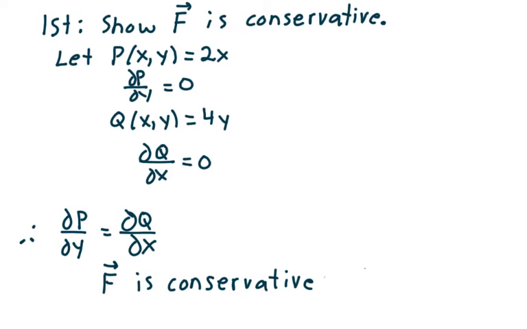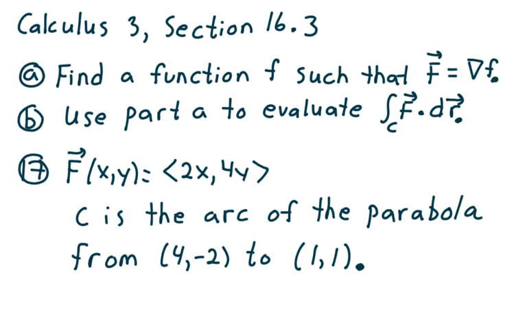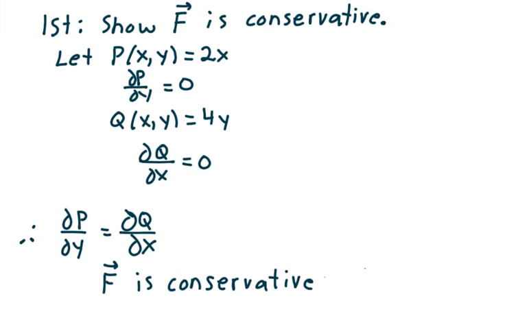First, we want to show capital F is conservative. We're going to let P of x, y equal 2x, the first component. I take the partial of P with respect to y and get 0, because x is constant. If I let Q of x, y equal 4y, the second component, and I take the partial of Q with respect to x, that's also 0. The partial of P with respect to y is the same as the partial of Q with respect to x, and that says F is conservative. So it's good practice to show F is conservative.